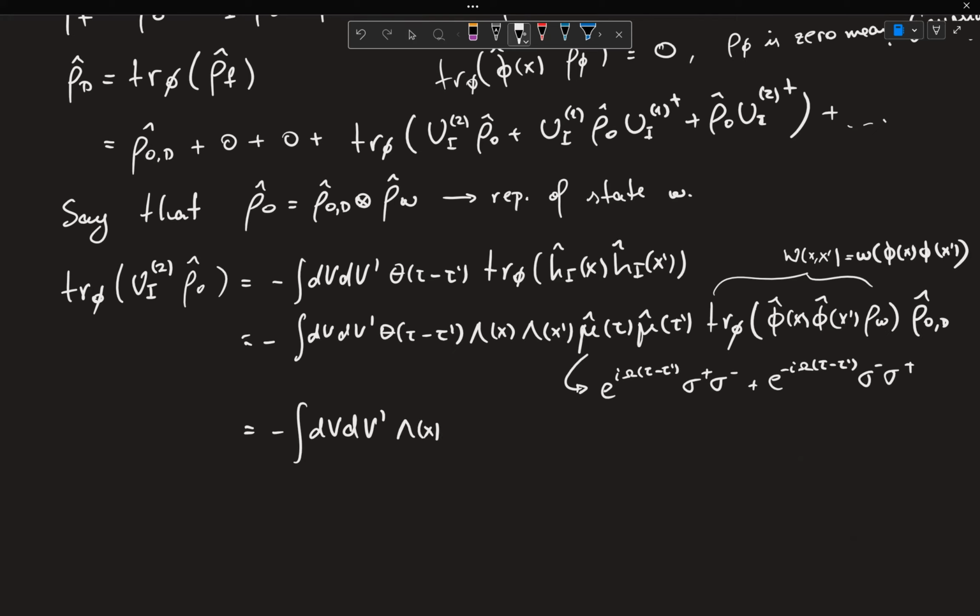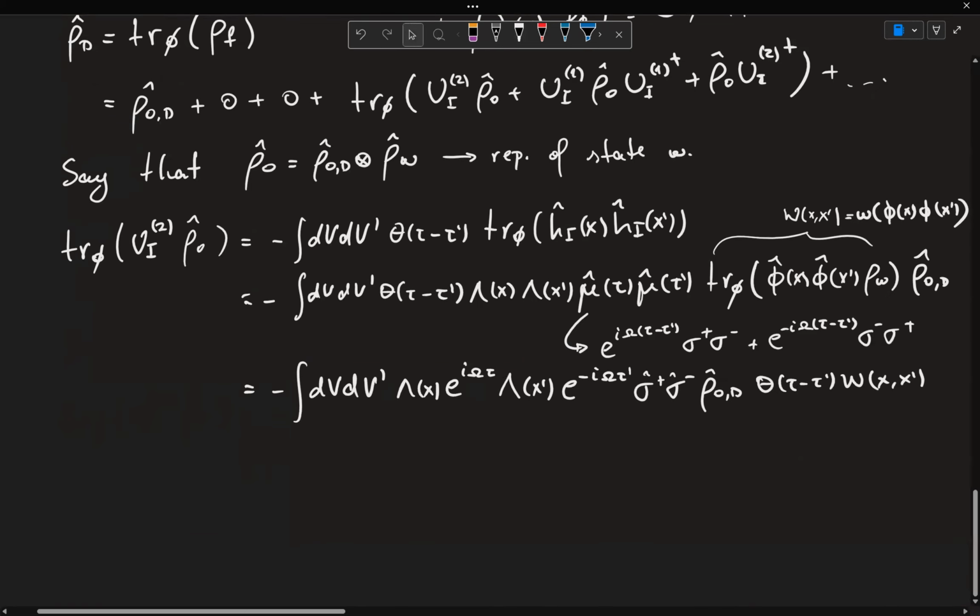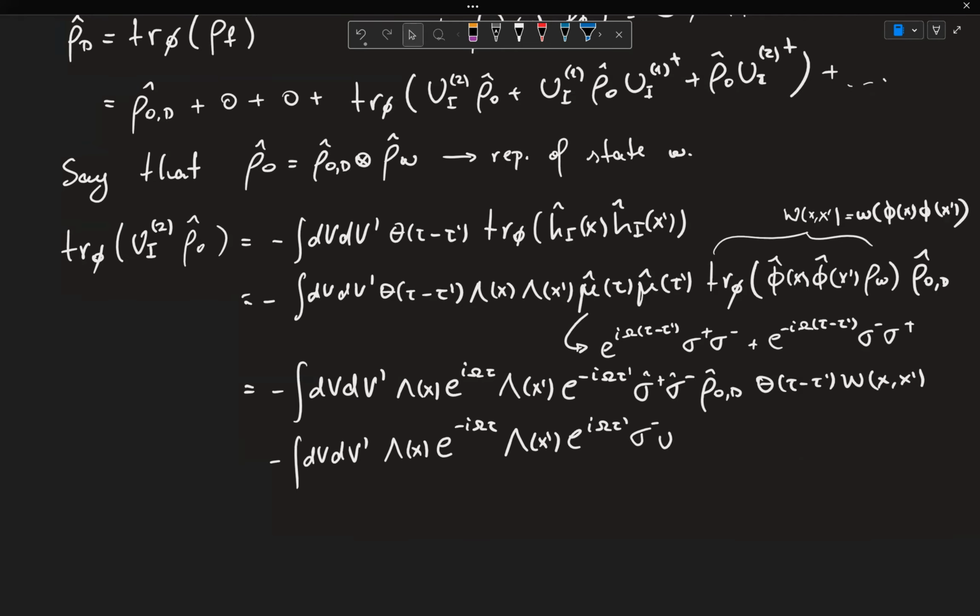Then we will have theta of tau minus tau prime, w of x prime. Nice. So this is the first term which comes from the first expansion of the mu. And the other term is going to be very, very similar, but the sign of the omegas will be flipped. So this is e to the minus I omega tau, lambda of x prime, e to the I omega tau prime. Now we get a sigma minus sigma plus applied to rho 0d. We also get a theta of tau minus tau prime, w of x prime.